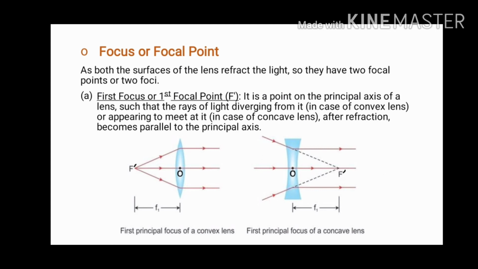The first focus is a point on the principal axis of a lens such that the rays of light diverging from it in case of a convex lens, or appearing to meet at it in case of a concave lens, after refraction become parallel to the principal axis.